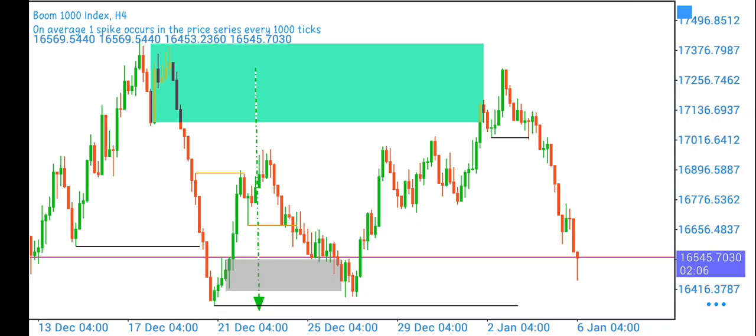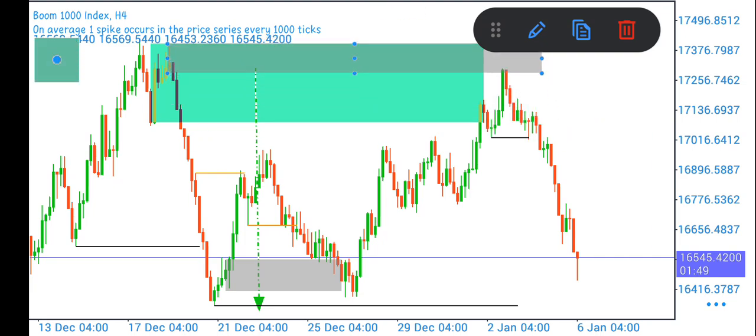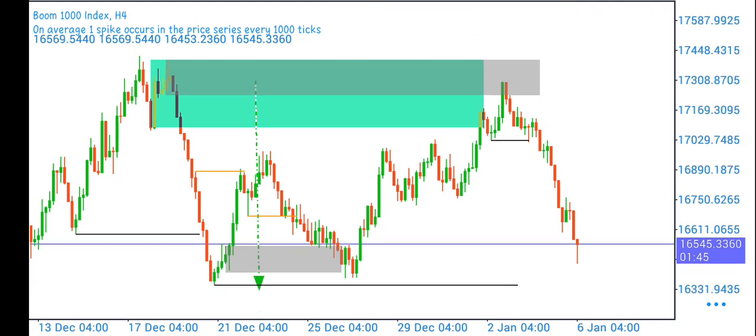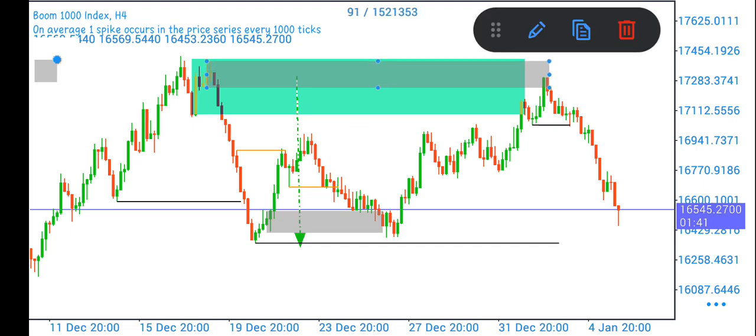Still in that order flow, I will see that there is a fair value gap here. Okay, in this fair value gap right here, this overlay gap right here, what do we have again? We have some bullish candles that came before the bearish candle. So this here will also be my extreme POI inside the order flow. Okay, so this will be my extreme POI inside the order flow.